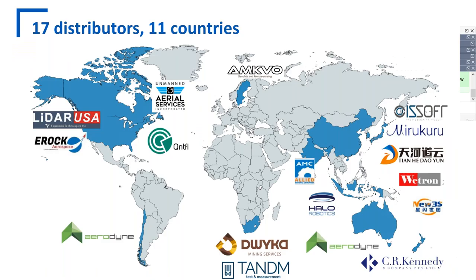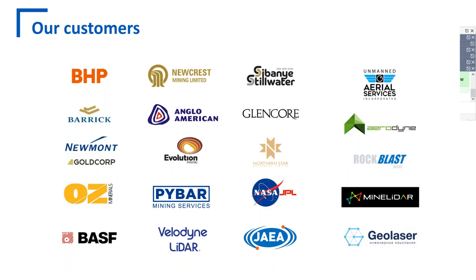As you can see, in the time that Emesent has been in business, we have established a significant network throughout the globe. In the mining industry, we have a lot of our core customers. Of course, we continue to work to expand our partnerships with the distributors that we've created. Among our customers, you'll see a couple of interesting ones: NASA JPL, who have a Hovermap system for robotics applications, and even Velodyne, who supply LiDAR systems, have one of our Hovermaps as a showcase for using their system. We're very proud to be associated with Velodyne in that relationship.